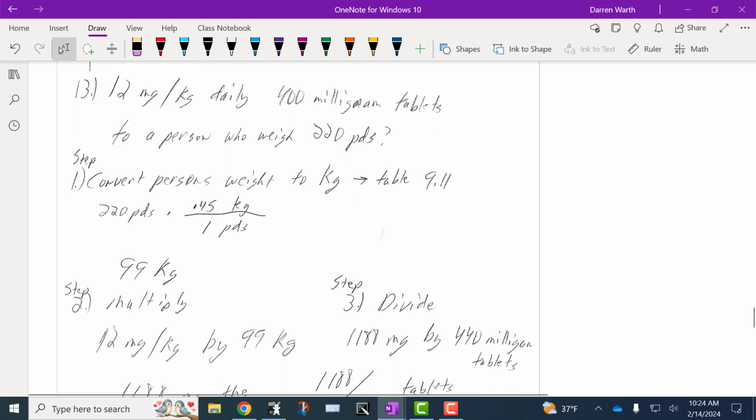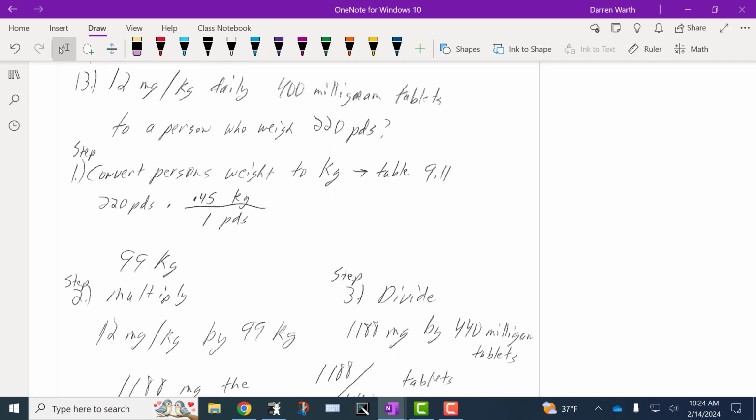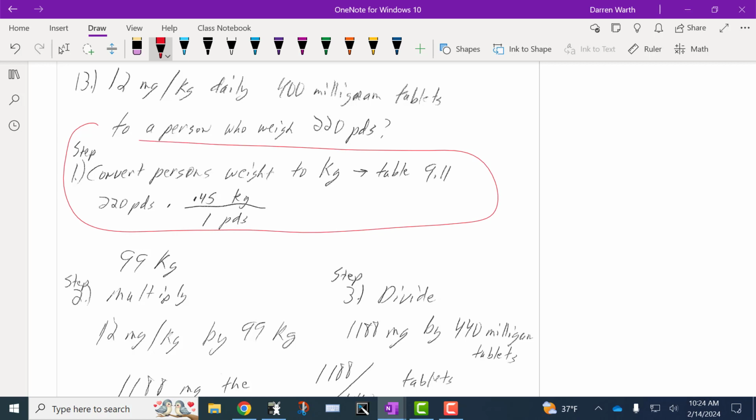So notice first off, we've got to make a conversion here. We've got a few steps to take. Step number 1, we want to convert the person's weight to kilograms, because the dosage is given in kilograms. So we have our unit of 220 pounds. The very first thing we're going to do is convert pounds to kilograms. Here's my unit, 220 pounds. The unit that I want to get rid of is pounds, and the unit that I want to keep is kilograms. If you look at your table, it's going to give you that conversion.